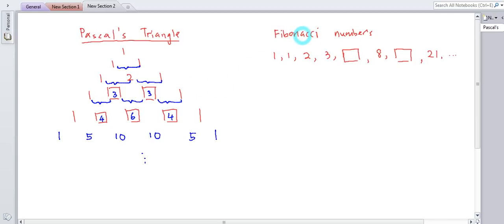Another one is Fibonacci numbers. Fibonacci numbers means that the next term is actually the sum of the two previous terms. So you see, 1 plus 1, you get 2, right? 1 plus 2, you get 3. 2 plus 3, you get 5. And 3 plus 5, you get 8. 5 plus 8, you get 13. 13 plus 8, you get 21. Okay, so these are another two patterns you are going to learn in this chapter.